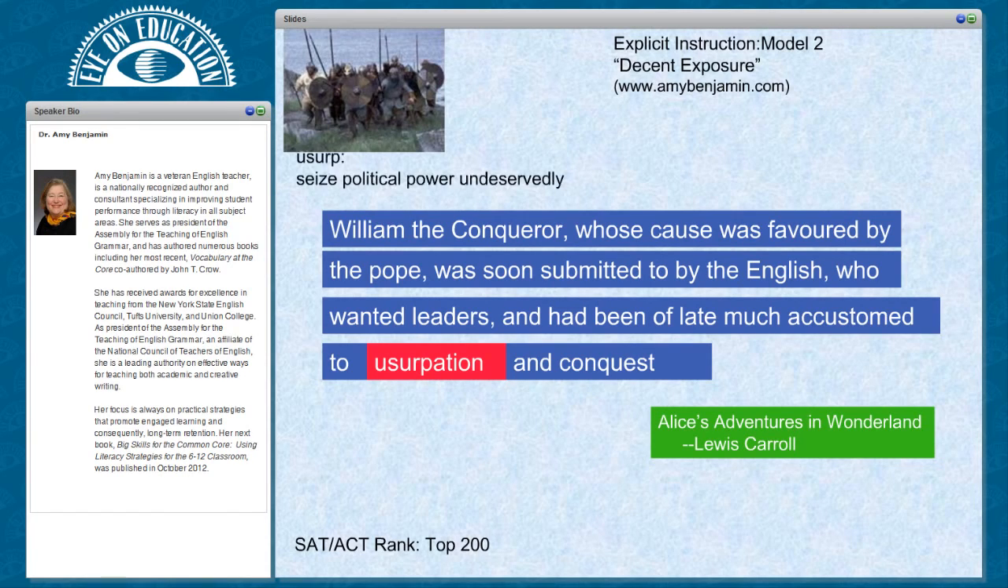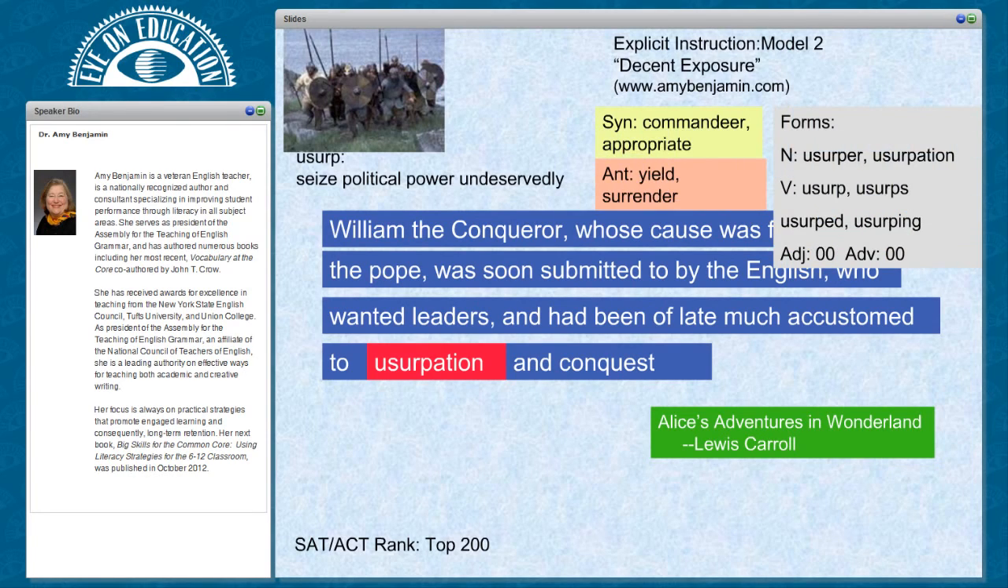All right, and then at this point we would ask the students, now that you've seen that word in 4 different contexts, what do you think it probably means? Now they can make an educated guess. And then we have some synonyms, antonyms, and forms. All right, and that is what I'm calling decent exposure. And again, there are 100 of those on my website.